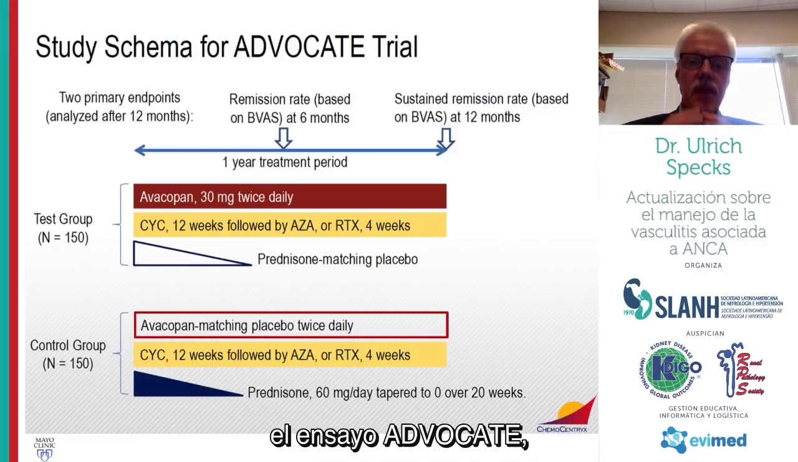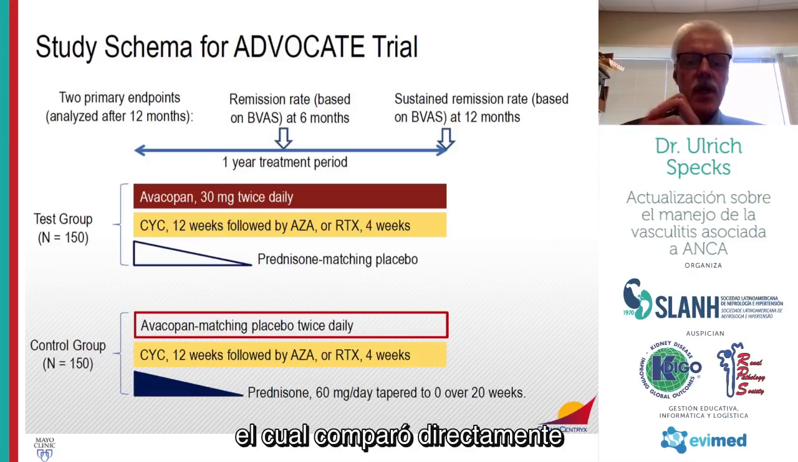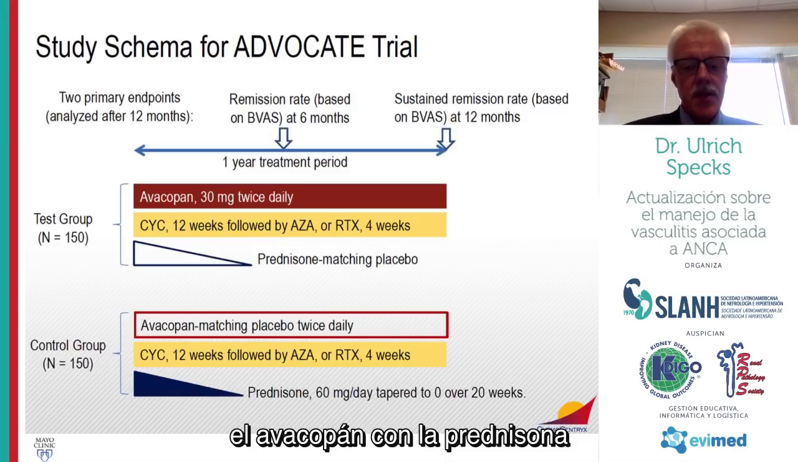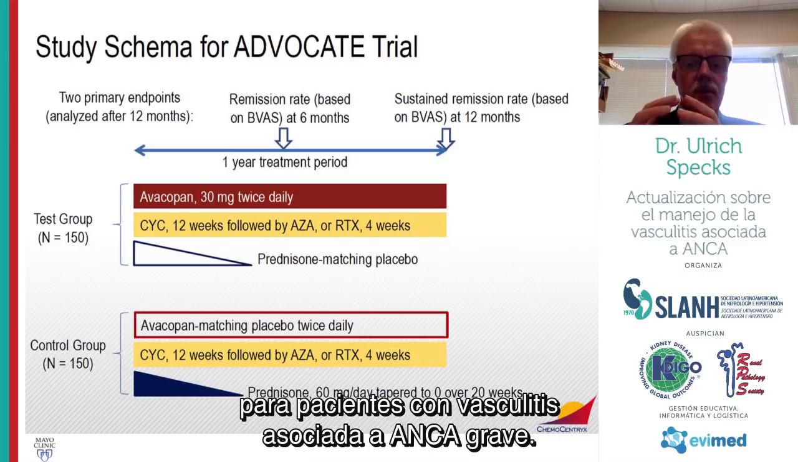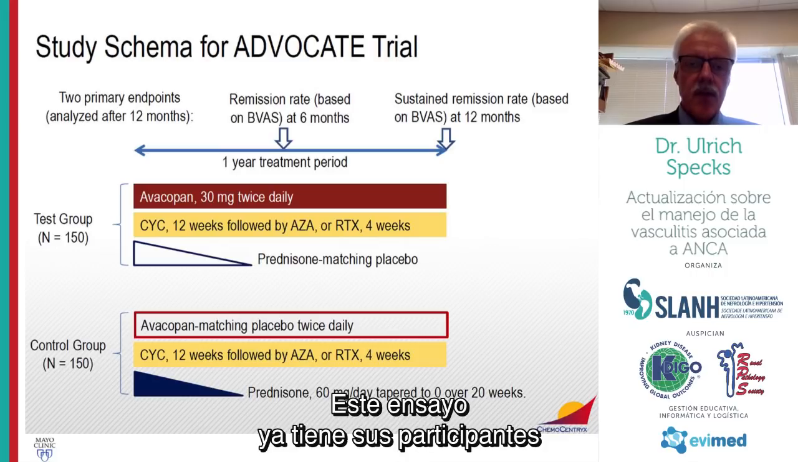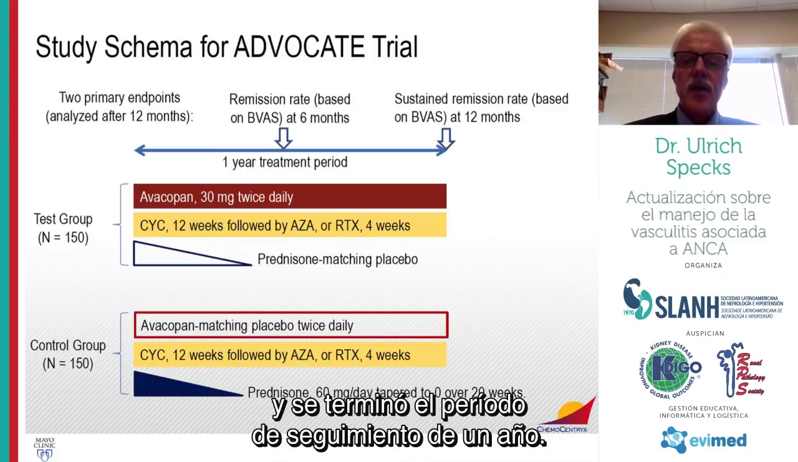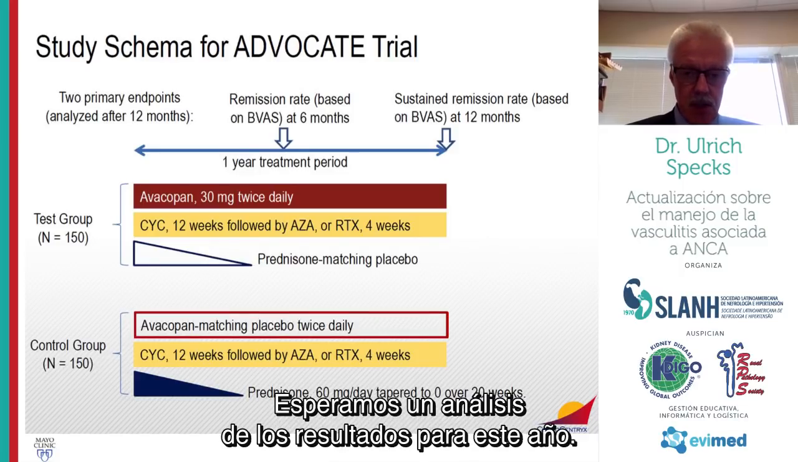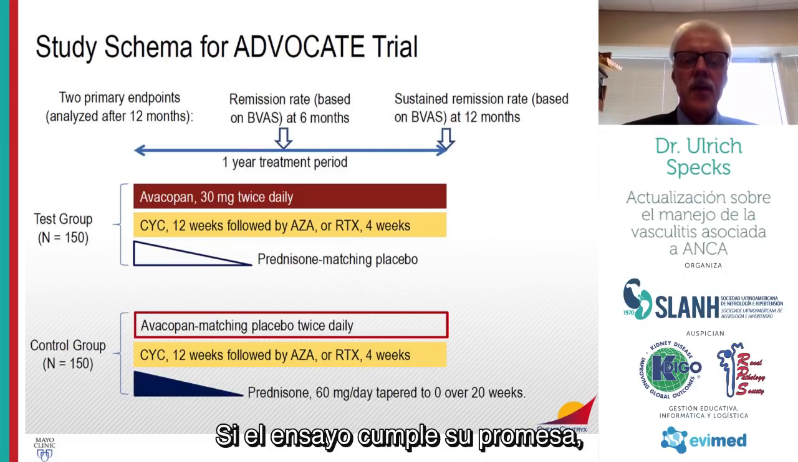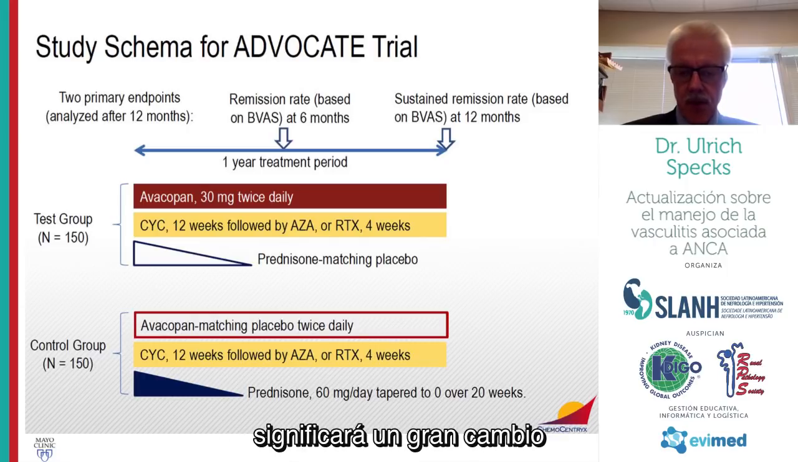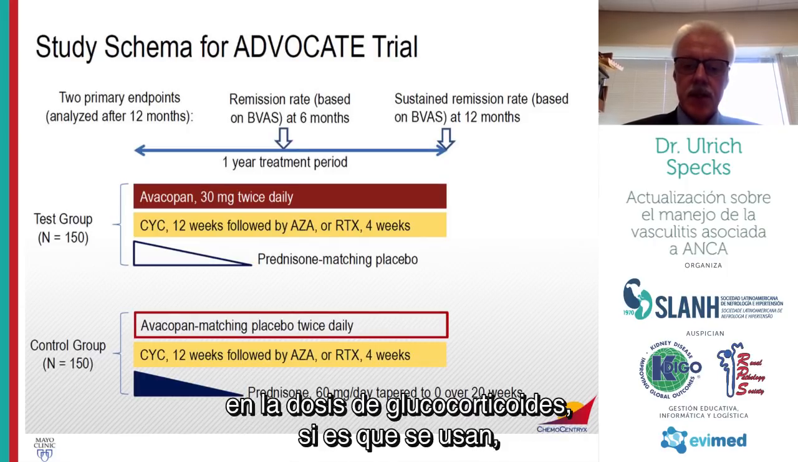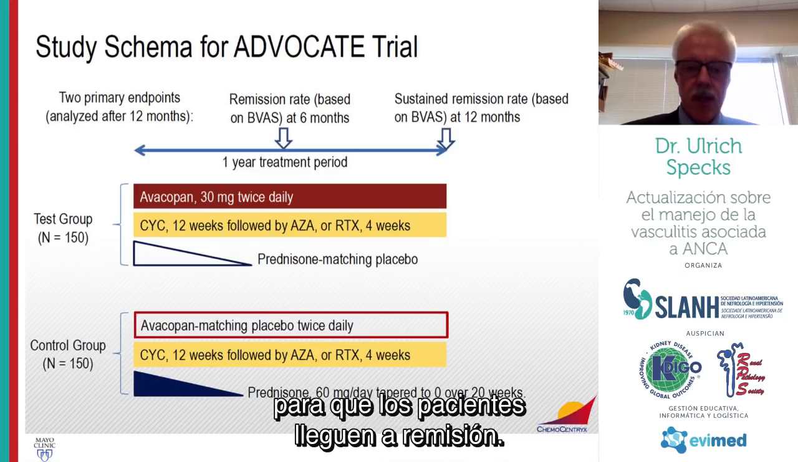one could prevent renal damage effectively early and allow steroid sparing was what led to the design of the phase 3 trial, the ADVOCATE trial, that compared avacopan directly head-to-head to prednisone in remission induction of patients with severe ANCA-associated vasculitis. This trial has completed enrollment. The 1-year follow-up period has been completed, and we anticipate an analysis of the results later this year. If the trial delivers on its promise, it would substantially change how much, or if any, glucocorticoid use will be required to put patients into remission.